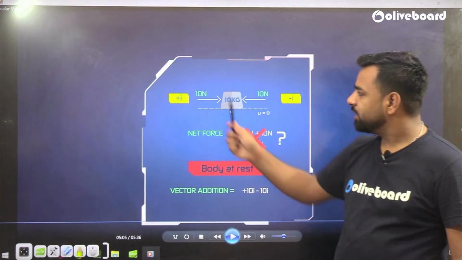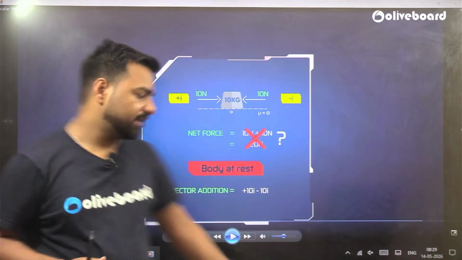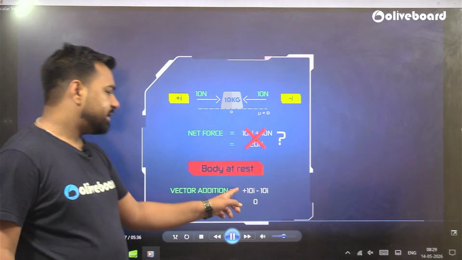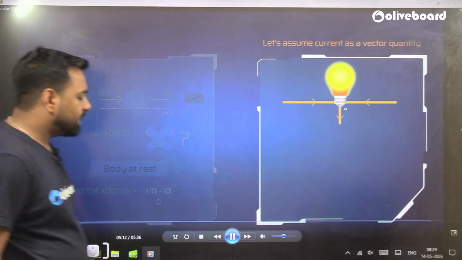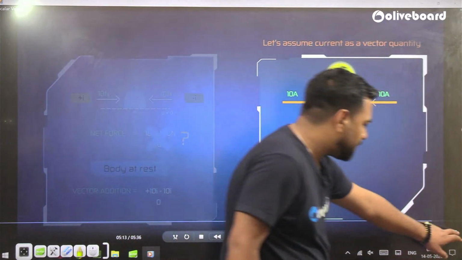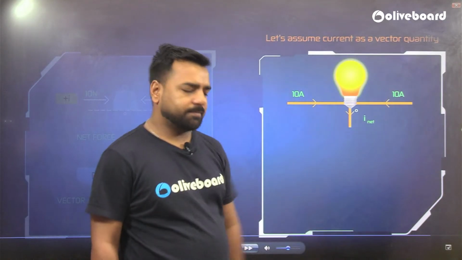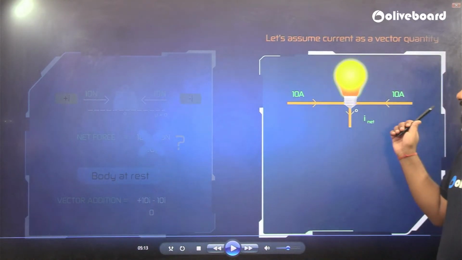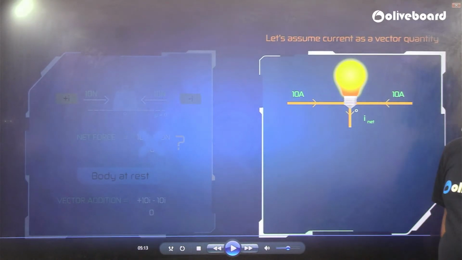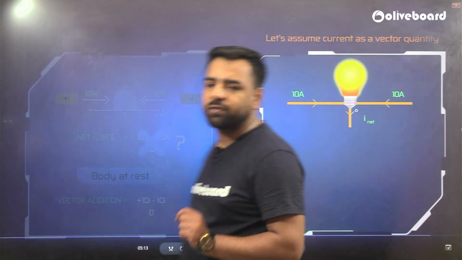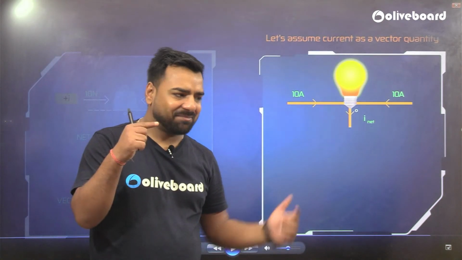So it will be 10 i cap plus 10 minus i cap, that means 10 i cap minus 10 i cap, which gives you 0 value, right? But in the case of current, 10 ampere current was coming from this direction and 10 ampere current was coming from this direction. Guys, at this particular point, if I talk about the net current, what will be the value of current? Here it's not like force, 10 i cap minus 10 i cap, 0.